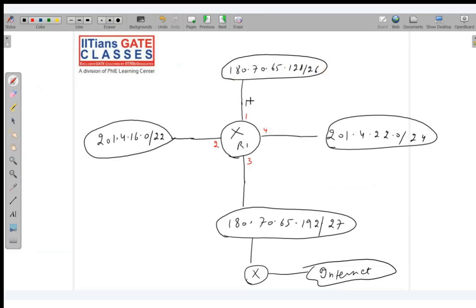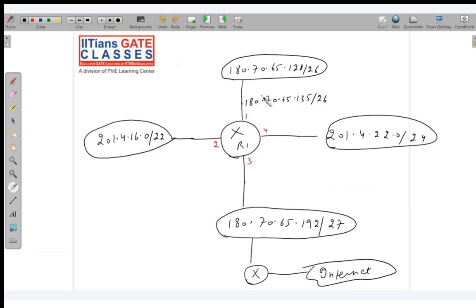For example, I have given 180.70.65.135/26. This is the address which is given to this port. Okay, what do you think? Why have we given this IP address to this router for port number 1? Because if in this network any computer wants to send data to any other computer, and if it wants to go via R1, then the computers in this network must have a feeling that this router is nothing but our part only, or this router is in our network only. So that's why from this network I have given this IP address.